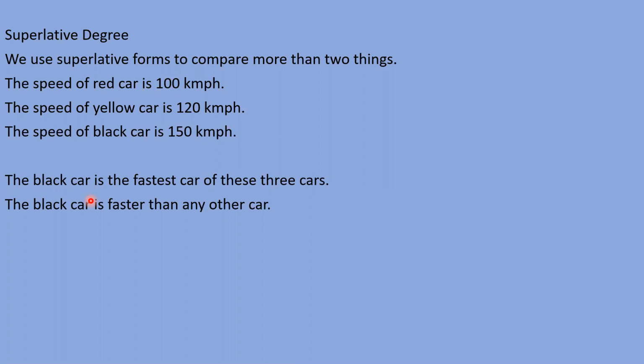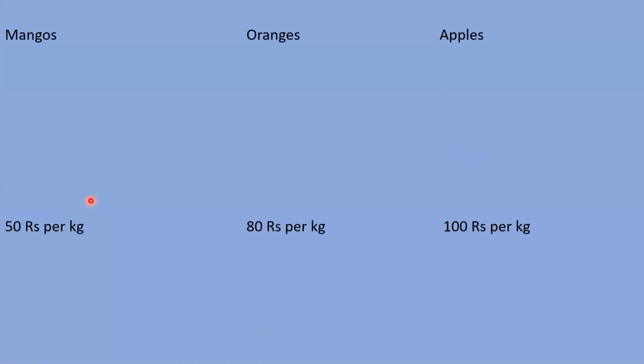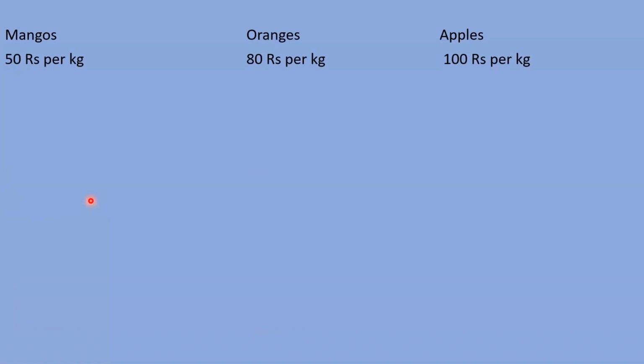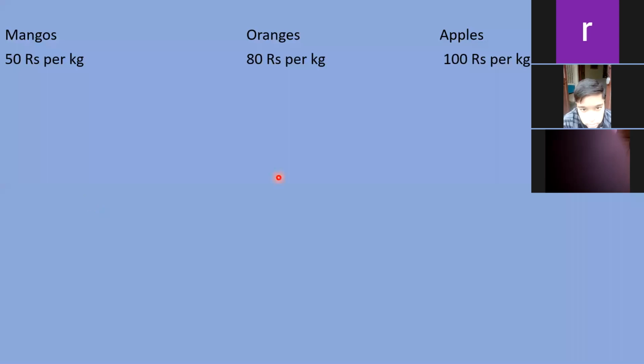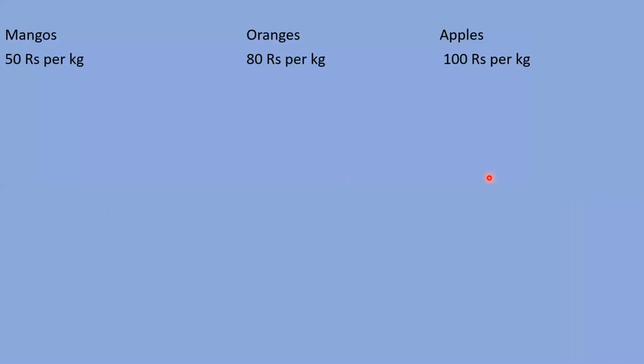The black car is faster than any other car, right? So some more examples I will tell you. These examples we did not discuss in our previous class. Suppose that mango's price is 50 rupees per kg, and orange's price is 80 rupees per kg, and apple's price is 100 rupees per kg.